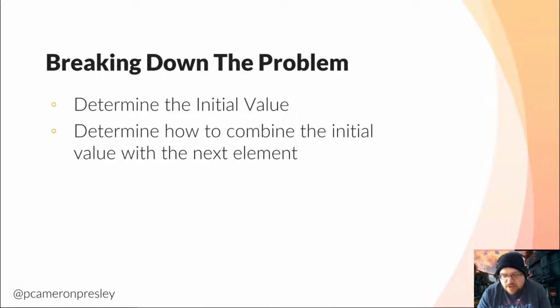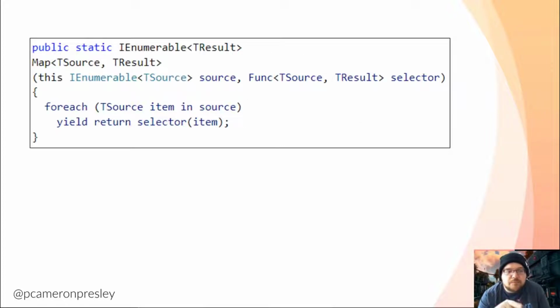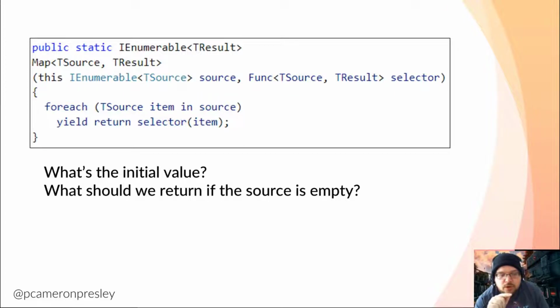So if we're going to refactor map and keep to use reduce, we've got to figure out the two things, right? First one is what's the initial value, and then how do we combine that initial value with the next element? If we can figure those two things out, we can refactor to use reduce. So as a reminder, here's what map looked like before. So the question we have now is, what's the initial value? What should we return if the source is empty?